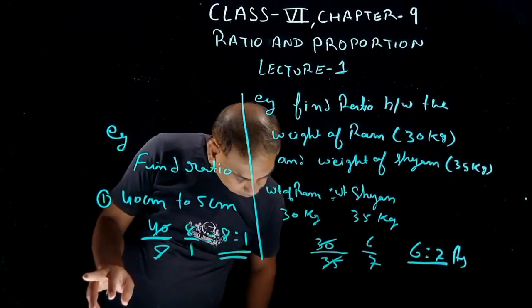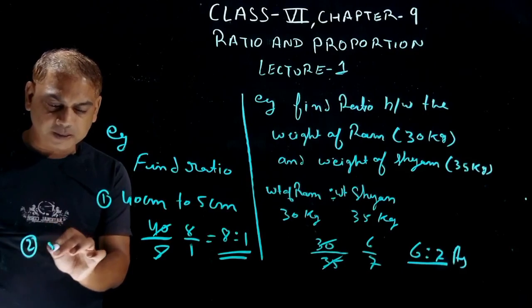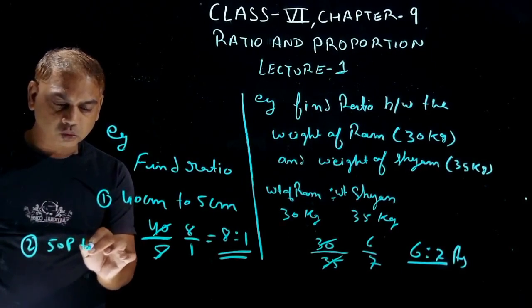second, 50 paisa to rupees 10. Second one is 50 paisa to rupees 10.